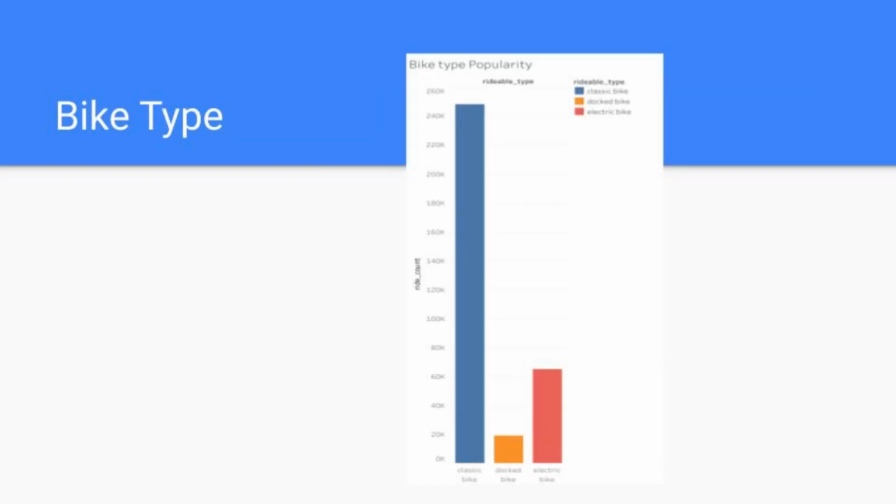Lastly, I'd like to briefly touch on bike type popularity. As you can see by the graph, in the blue, classic bikes are by far the most used bike type. In the orange, docked bikes are by far the least popular. And in the red, you can see that electric bikes are the second most popular. I'll get more into this in a little bit, but I thought it was noteworthy to point out.